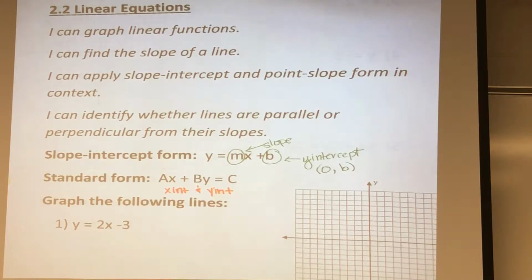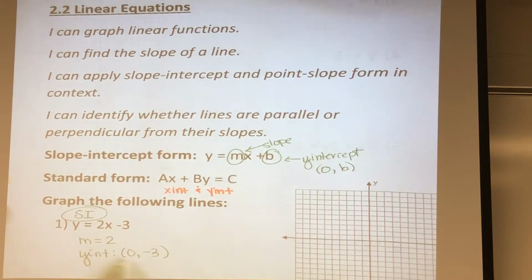First, we're going to identify what form it's in. Hopefully you can recognize that that's the slope-intercept, y equals mx plus b. So just kind of label this slope-intercept so that we know that it's that form. So that means we can identify that the slope is 2 and that the y-intercept is -3, which we're going to write as a point, 0, -3.